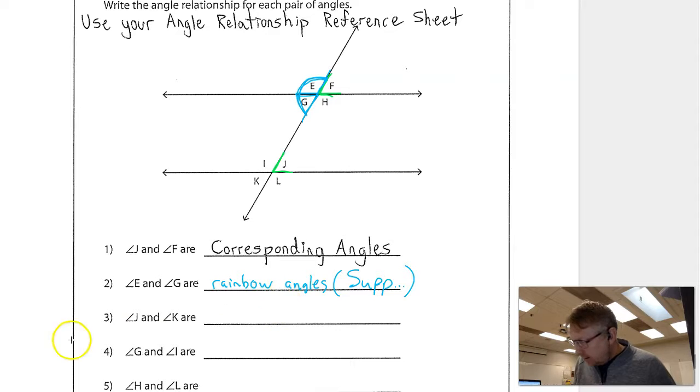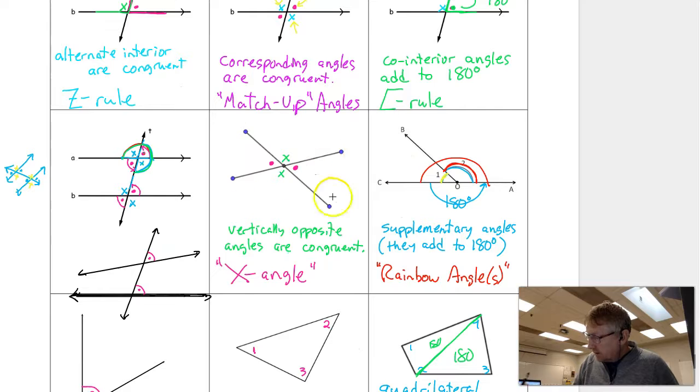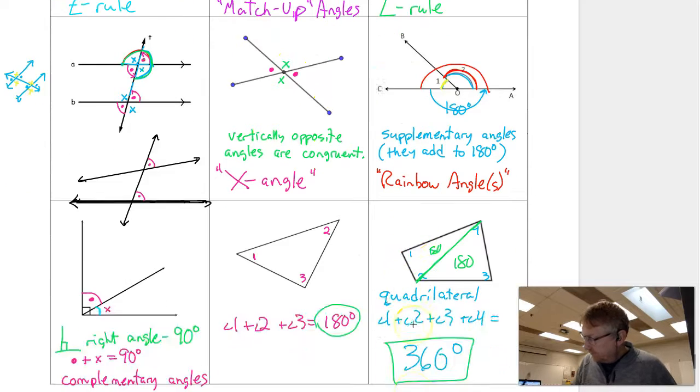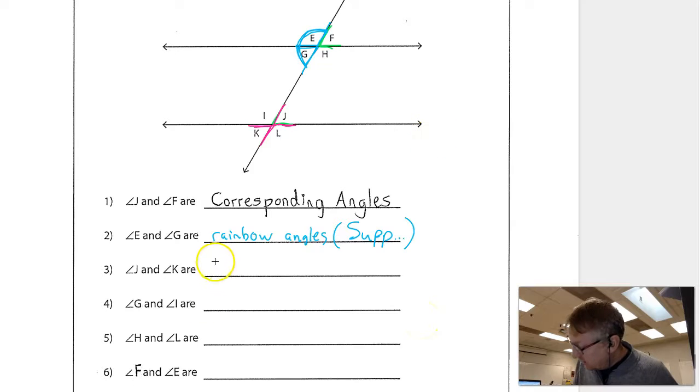J and K. Anything to do with J and K here? J is this corner, K is this corner. Is there a relationship between them? Well, I'm hoping if you go back to your previous sheet that you can totally see it doing this X angle-y type stuff. I believe J and K are X angles. The official math word is vertically opposite.